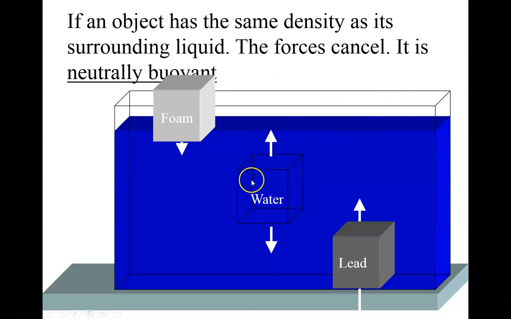Something that's the same density as the fluid that it's in is said to be neutrally buoyant. It doesn't rise or fall.